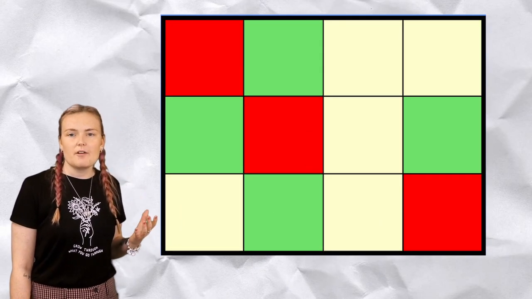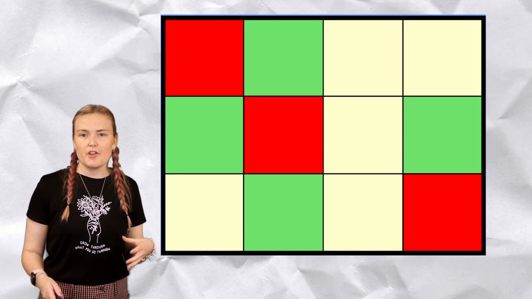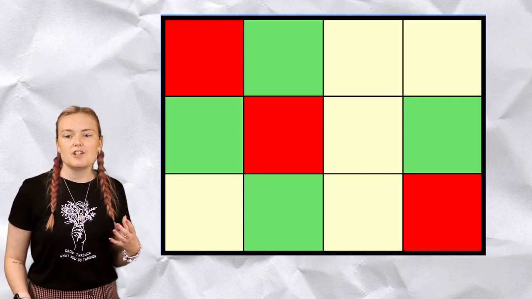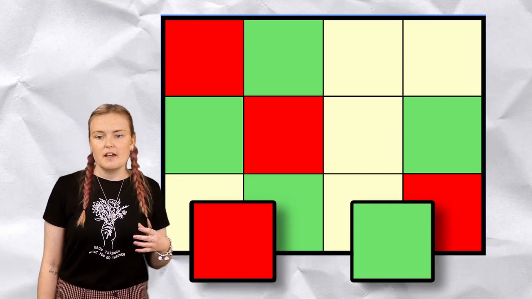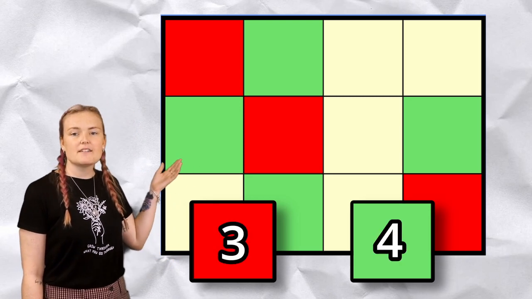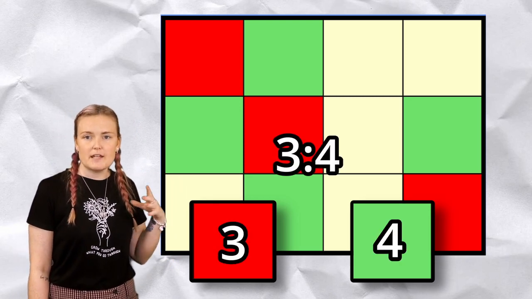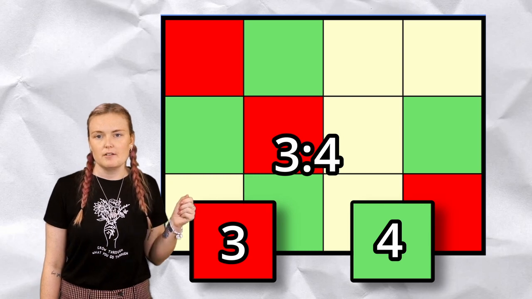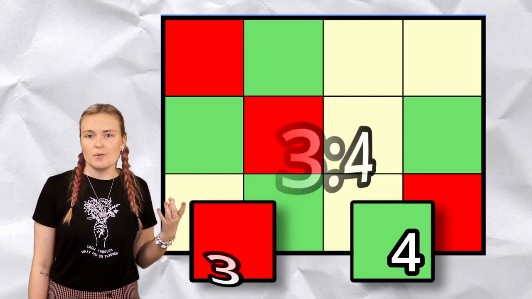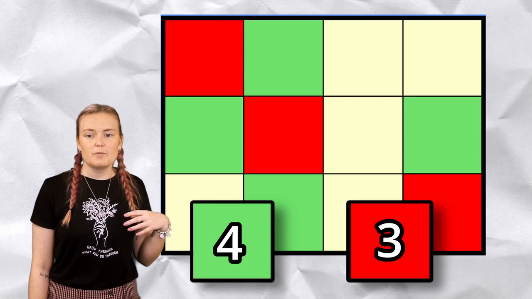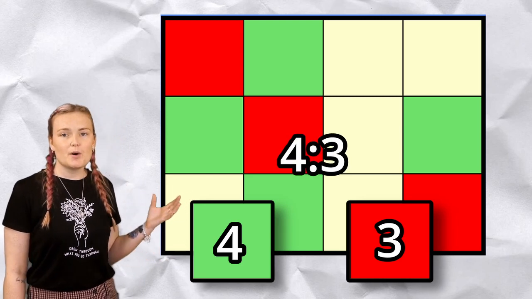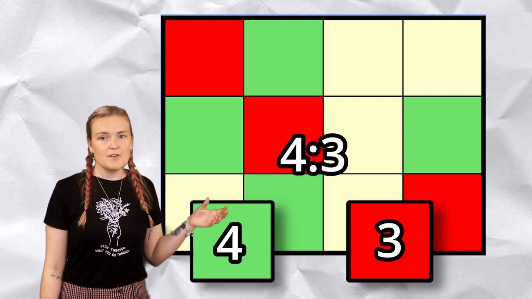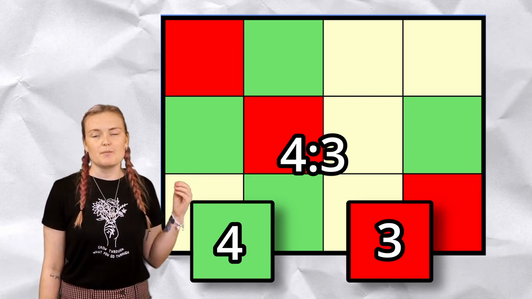But with ratios, we compare the colours to each other. So I could write the ratio of red to green. There's 3 red squares, and there's 4 green, so I would write 3 to 4, with a colon in the middle. Alternatively, you could write it the other way, green to red, would be 4 to 3. The order's important, it's respectively, so if you say red first, that's the number that must come first.